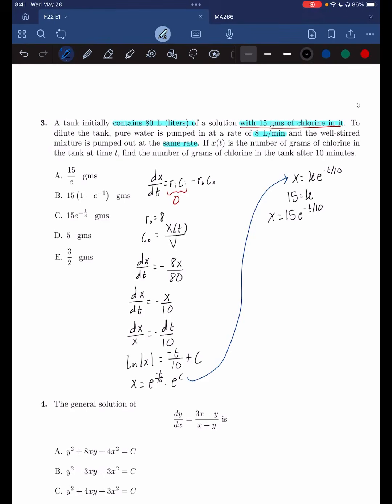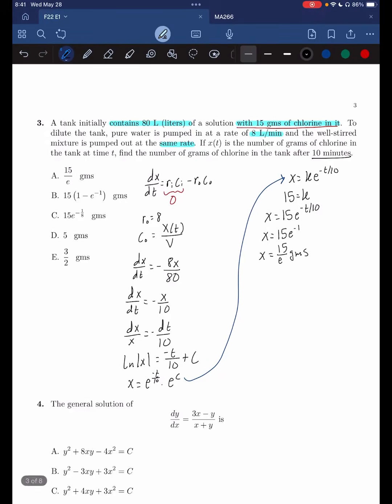And now we want to find the number of grams of chlorine in the tank after 10 minutes. So we just sub in 10 for t. Get x is equal to 15 e to the minus 1, which you could rewrite as x is equal to 15 over e grams, which matches A.